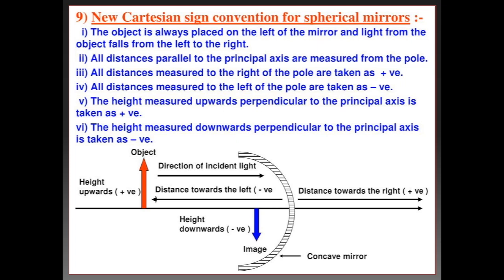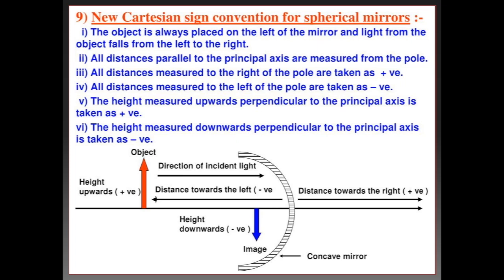Further, the distances measured upward and perpendicular to the principal axis are taken as positive, and the distances measured downward and perpendicular to the principal axis are taken as negative. These are the sign conventions. See the picture: the direction of incident light, the distance towards left, the distance towards right.